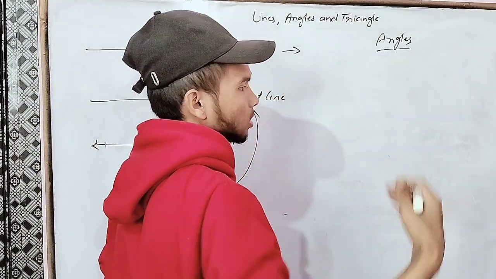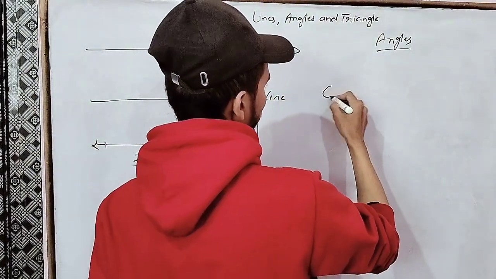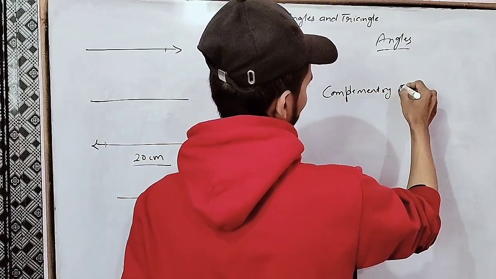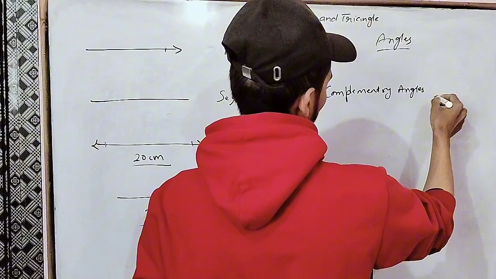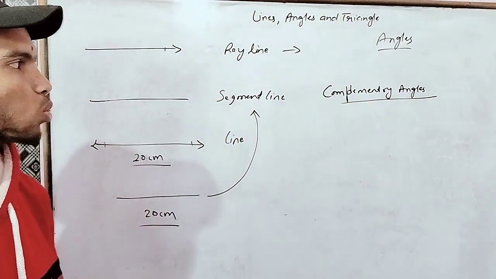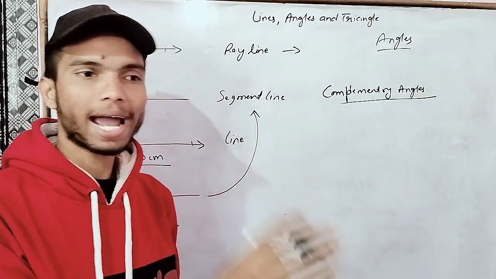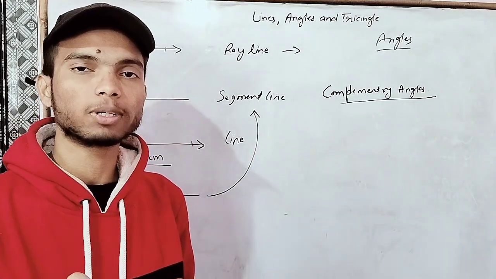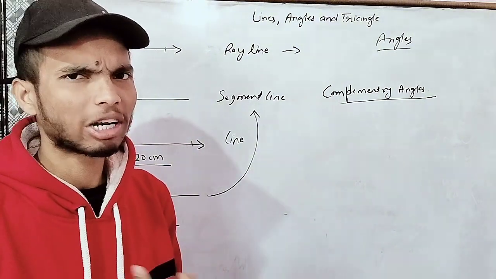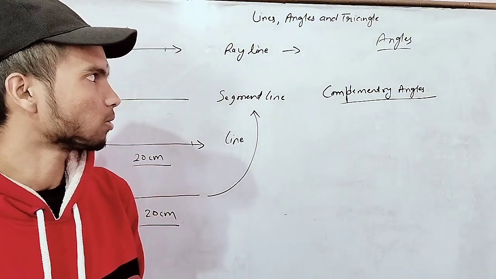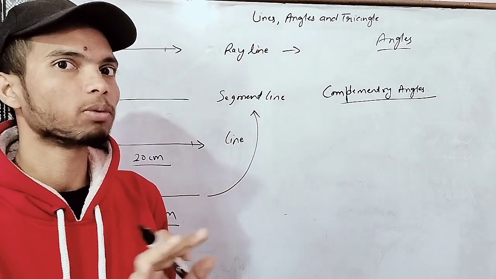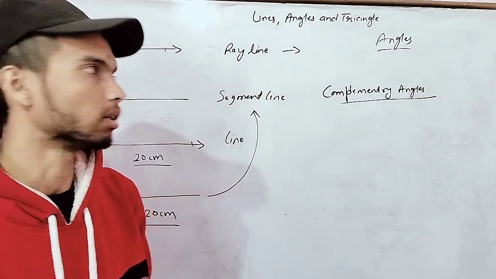About angles more. Complementary angles. Meaning of complementary angles is what? Sum of angles would be how much? 90 degree. So meaning of this is what? Sum of angles, addition of angles would be how much? 90 degree.